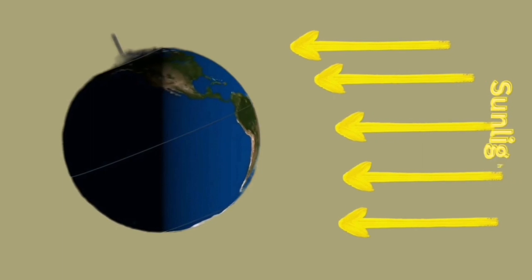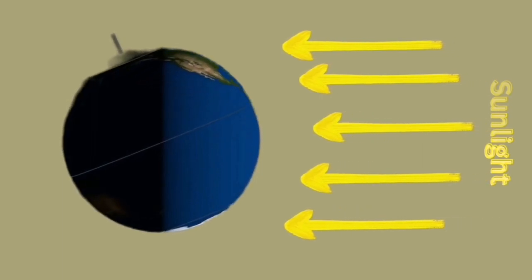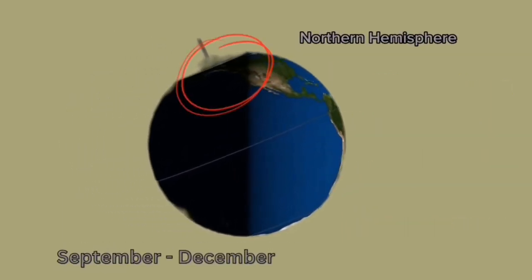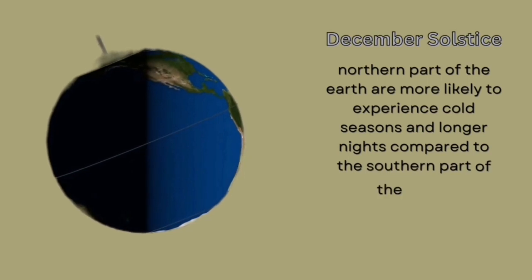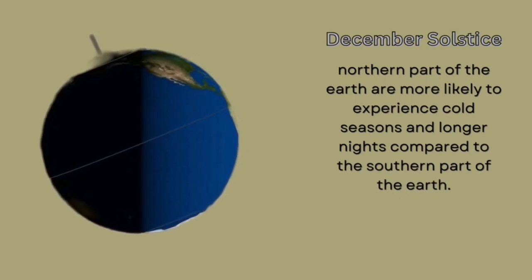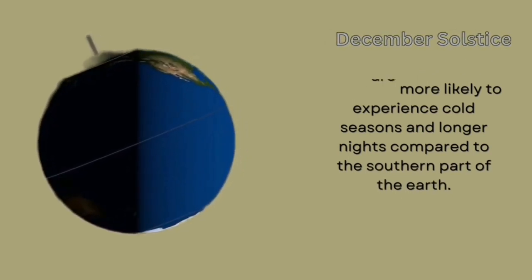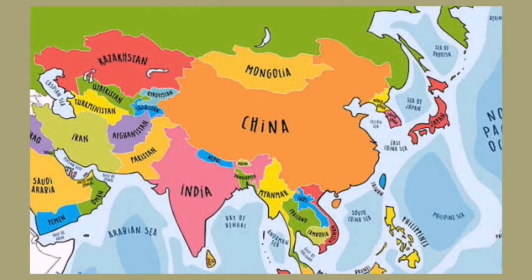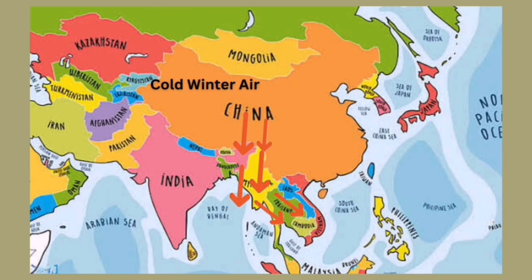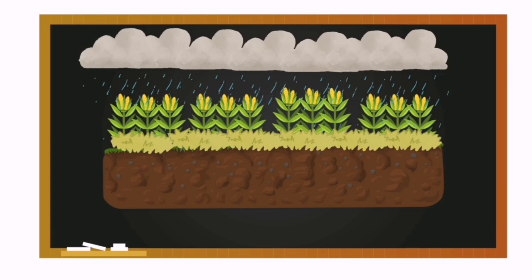The tilt in the Earth's axis causes different parts of the Earth to receive direct rays from the sun during different times of the year. During these months, the northern hemisphere is tilted away from the sun, a phenomenon called the December solstice, wherein the northern part of the Earth is more likely to experience cold seasons and longer nights compared to the southern part of the Earth. The winds originate from the northeast direction, and these winds blow over the Bay of Bengal and the South China Sea, picking up moisture along the way.